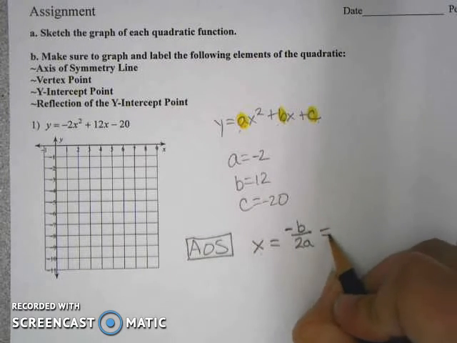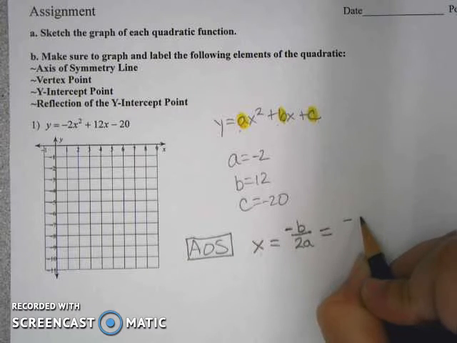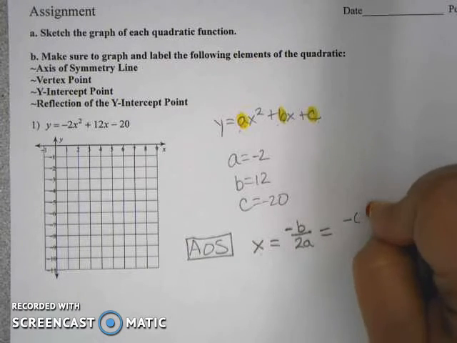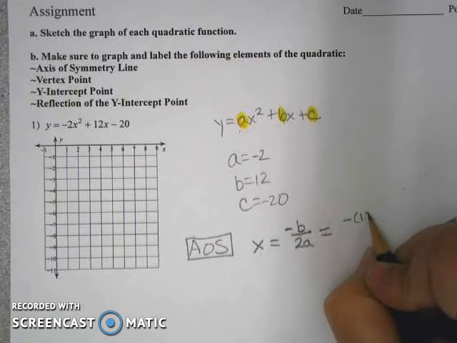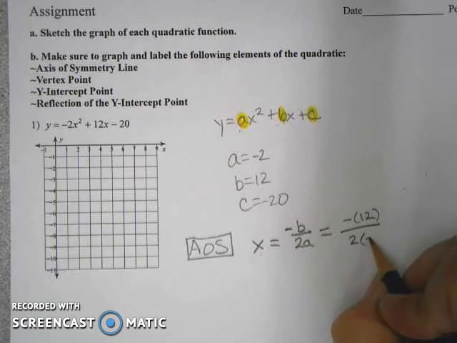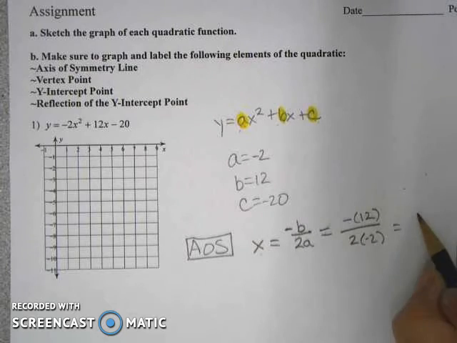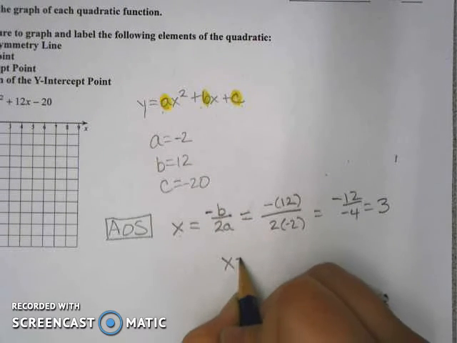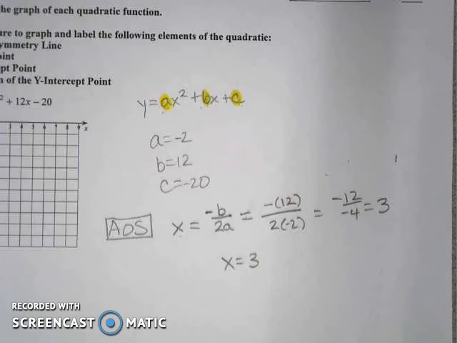So that would mean that we have -12. Pardon me, I just wrote a -12. It's actually just -12 over 2 times -2. So that would mean -12 over -4, which simplifies to the number 3. I apologize, I just went off screen. There we go. So the axis of symmetry is the vertical line where x equals 3.